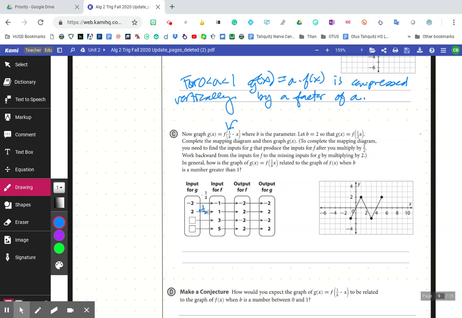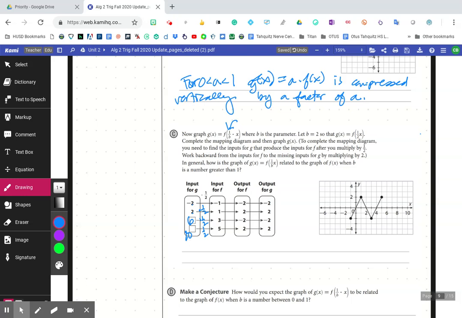So I'm going to multiply by 2. So when I multiply -2 by 1/2, I get -1. When I multiply 2 by 1/2, I get 1. To get 3, something I multiply by 1/2 to get 3 would be 6. And something I multiply by 1/2 to get 5 would be 10.